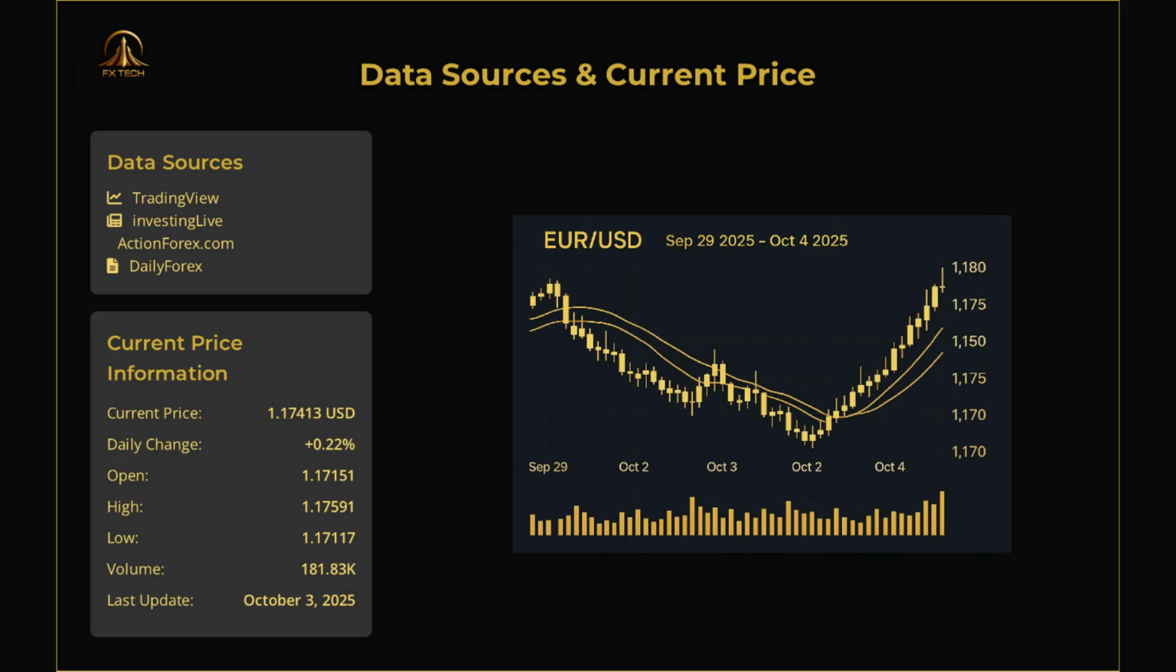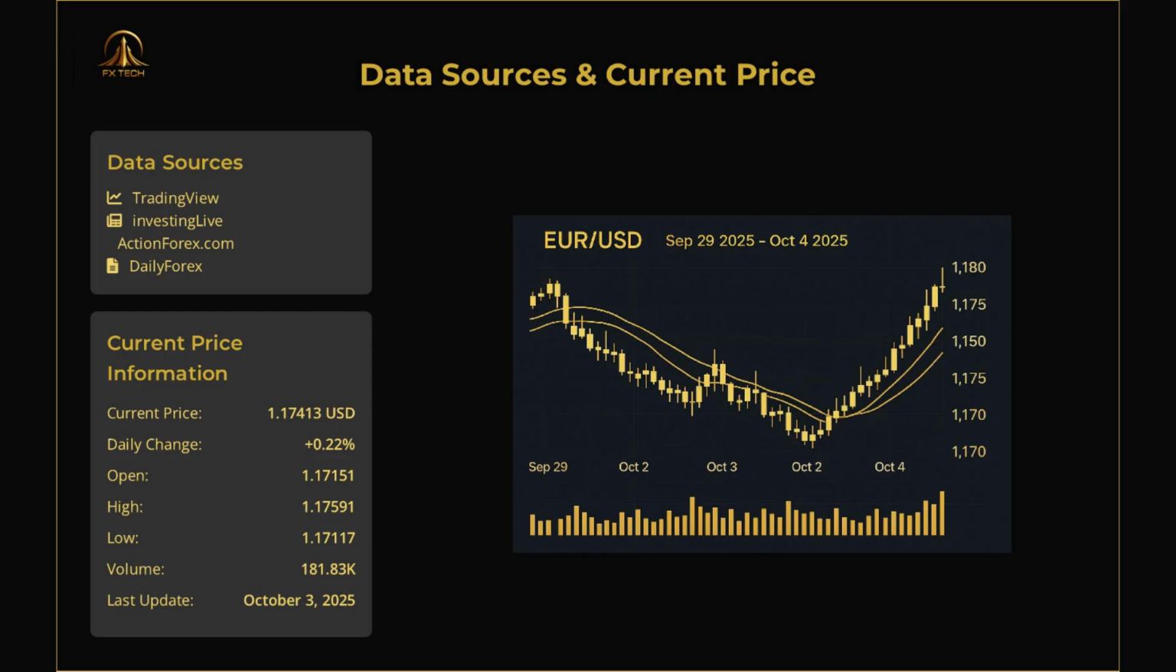As of our latest update, the EUR/USD is trading at 1.17413, showing a daily gain of 0.22%. The pair opened at 1.17151 and has traded between a high of 1.17591 and a low of 1.17117, with moderate volume of 181.83K.